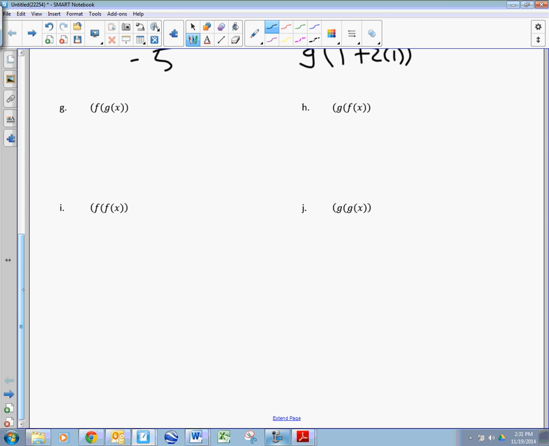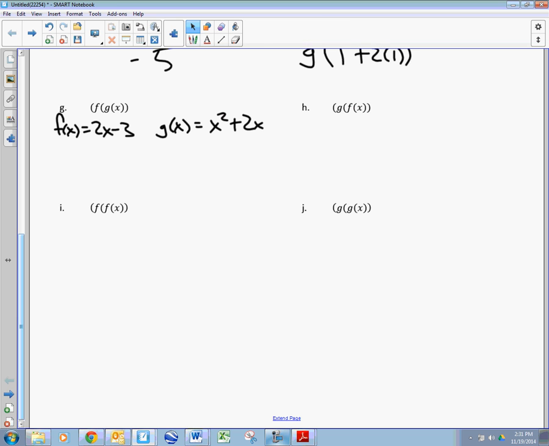Folks, two more examples, then I'll let you work. I have to print something off, okay? F of G of X. What that means is I have F of X equal to 2X minus 3, and G of X equal to X squared plus 2X. So if I want F of G of X, I'm going to write a composition function using both of those together.